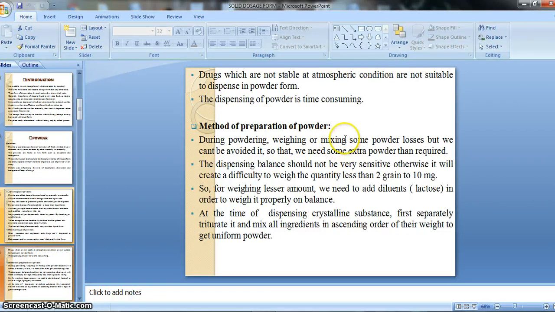Then also some portion from the method of preparation of powder, that is, how to prepare powder. There are some steps: powdering, weighing, mixing. Then we also covered the crystalline substance. So all this content we already saw in our yesterday's lecture.